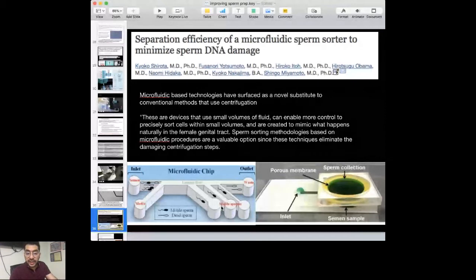So this was the device which we were using earlier. This is the newer device where you can use a large volume of semen sample, and it just passes through a membrane. And such a sample can be used for IUI as well.